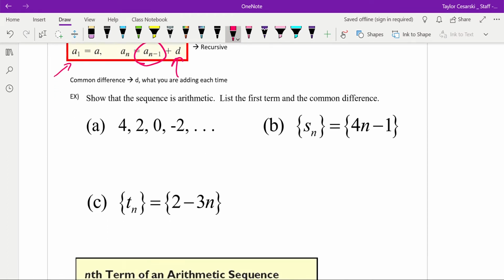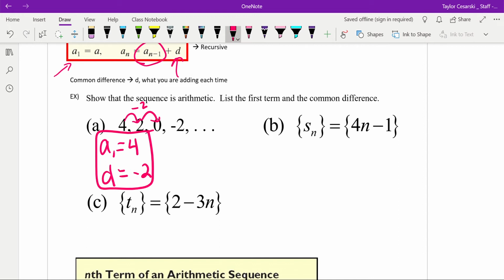Show that each sequence is arithmetic, list the first term and the common difference. So here, my first term, a sub 1 equals 4. Okay, and then my common difference, so what am I adding each time? Well, I see that each time it's minus 2, so that would be my common difference.